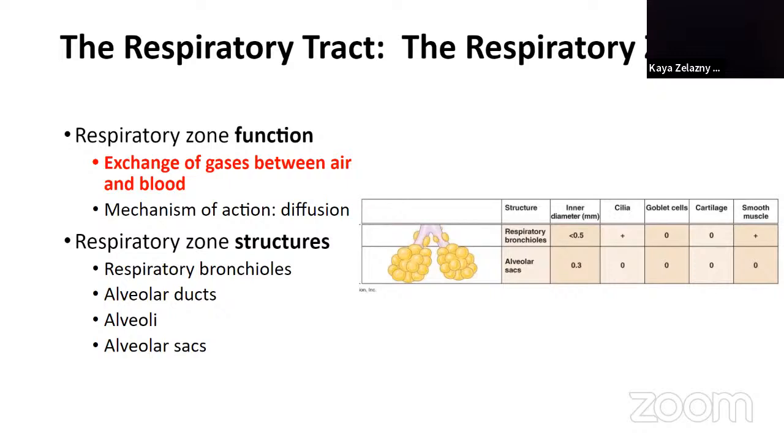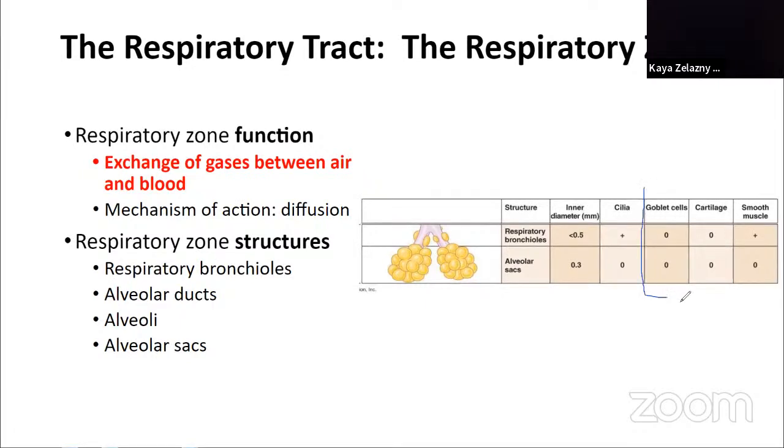So that was all in the conducting zone. So you'll notice that now that we are down into the respiratory zone, we don't have goblet cells anymore. That's what those zeros mean. We do have a couple cilia in what we're going to term our respiratory bronchioles, but not once we get into our alveolar sacs, which is where we're really, really going to focus on the gas exchange. We can also see that our smooth muscle is going to end once we're in our alveolar sacs as well.